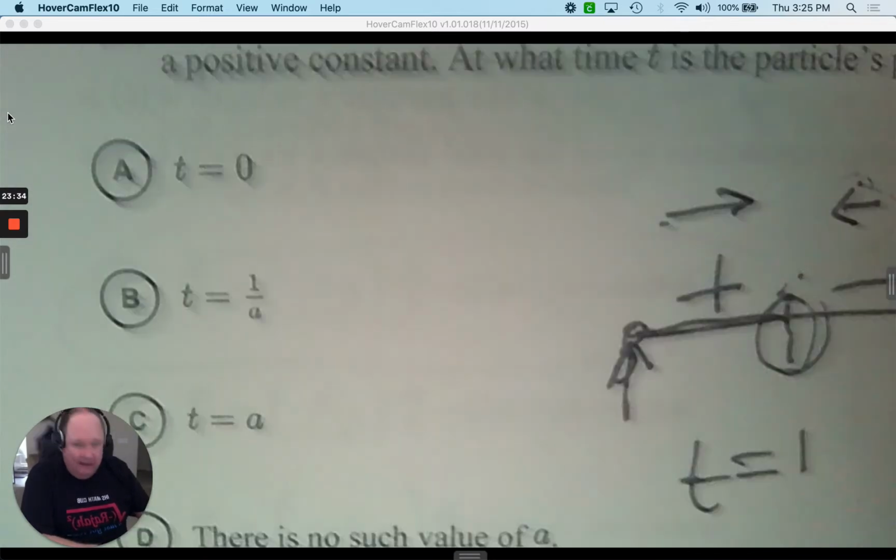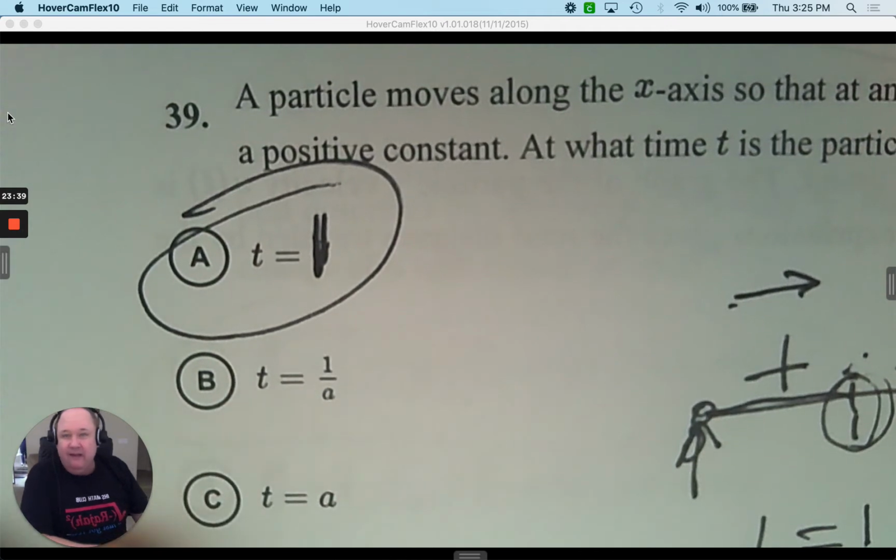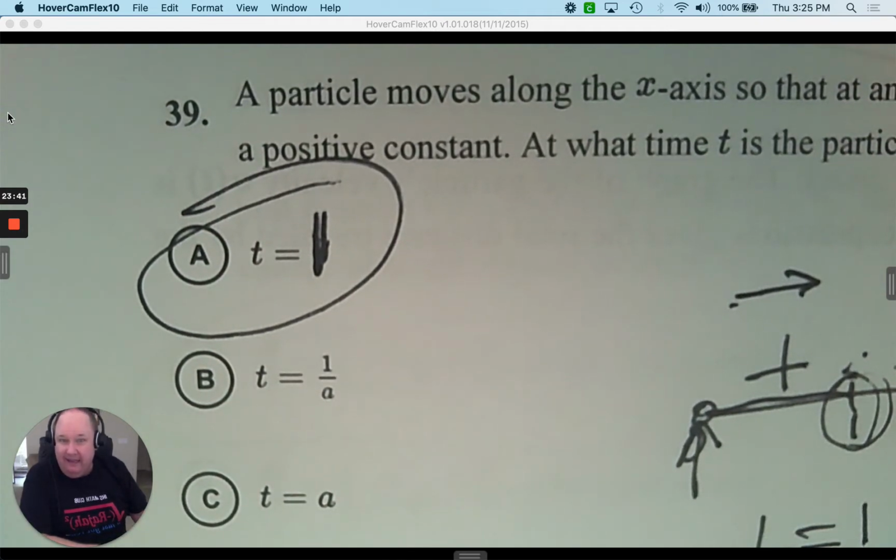So I get the answer at 1 second, or at time equals 1, it will then be furthest to the right. When I look at the answers, I don't see that answer that I want to. So I'm going to change it, and I'm going to say the answer is 39A. It's 1. I'm going to go with it. Number 40.